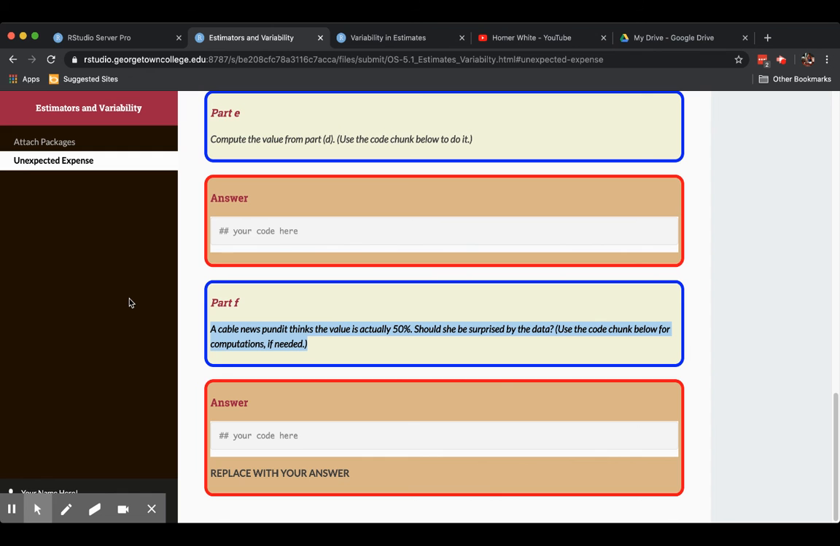Last one, a cable news pundit thinks the value for the population parameter is actually 50%. She thinks 50% of the adults in the population could not cover a $400 unexpected expense. Should she be surprised by the data that we got? And you are going to, again, fill in an R code chunk with some calculations that help determine whether such a person should be surprised. So study the concept of surprise in the slides.